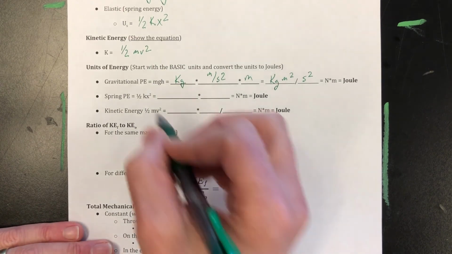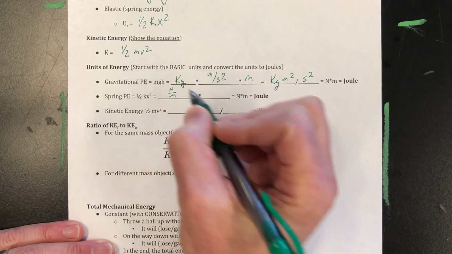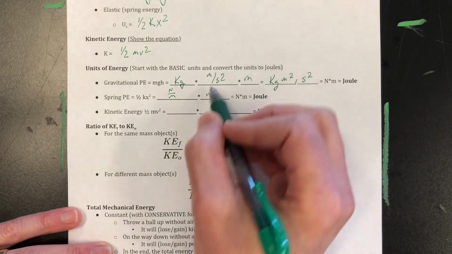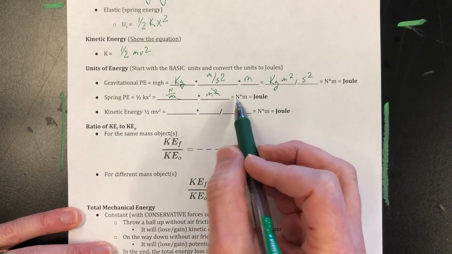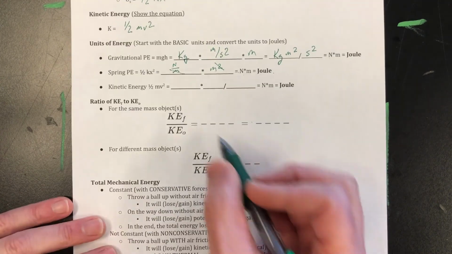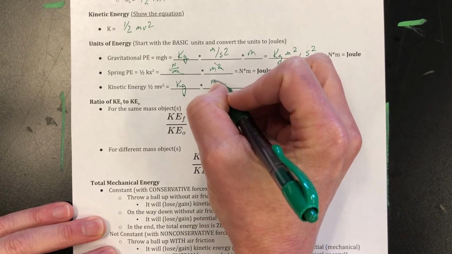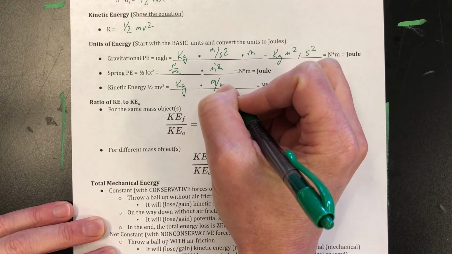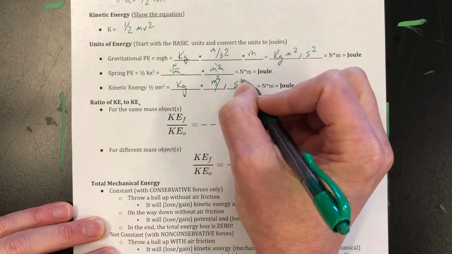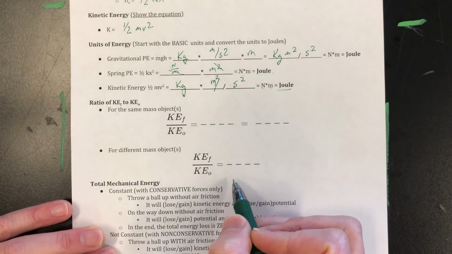For spring potential energy, we can ignore the half. The k is a Newton over a meter. We know x squared would be a meter squared, and so when you cross off one of the meters here, you end up with a Newton times a meter, and a Newton times a meter again is a joule. Kinetic energy is just a kilogram times a meter squared over a second squared, which is again a Newton times a meter, and that is equal to a joule.